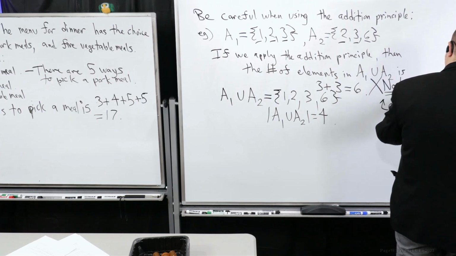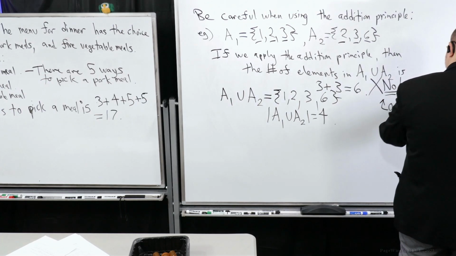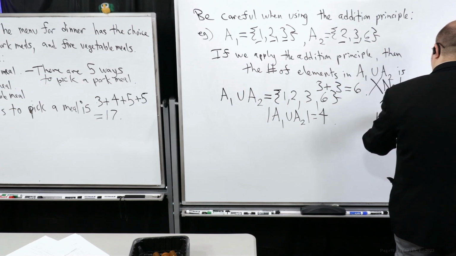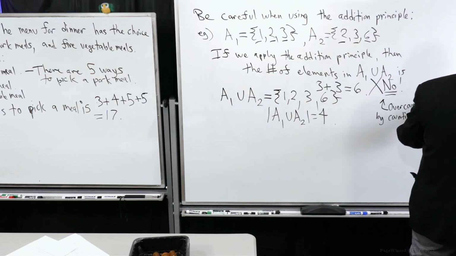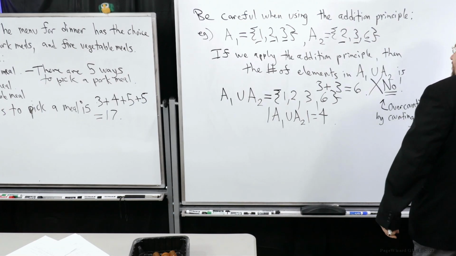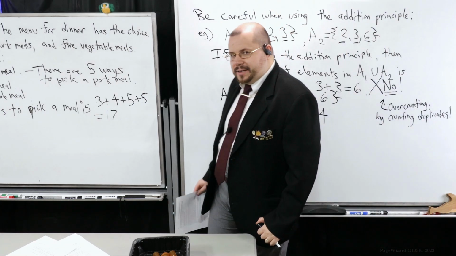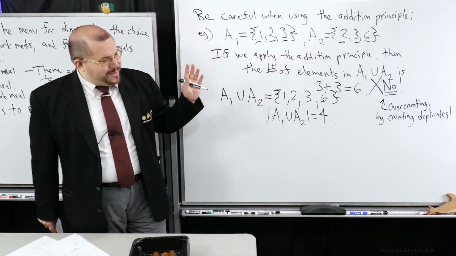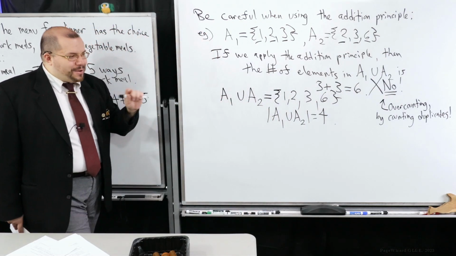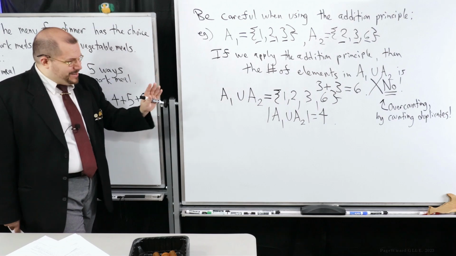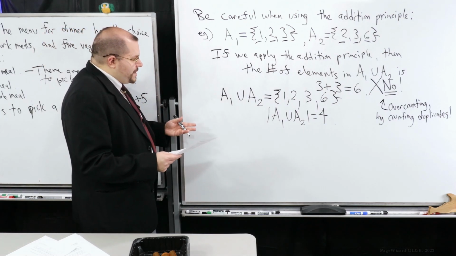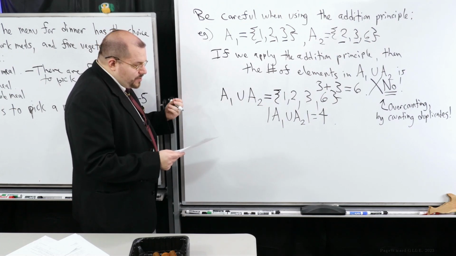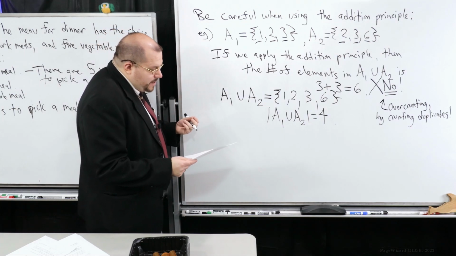So I'm overcounting by counting duplicates. And remember, we said that we don't count duplicates. That's something we said near the beginning of this. We don't count those duplicates. So what do we do? So what exactly is going on here? Let's think about what this means then.